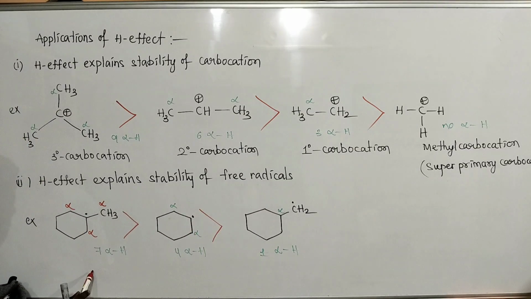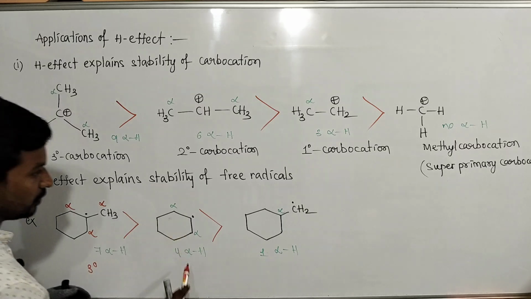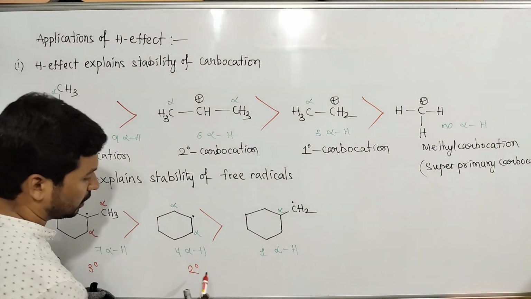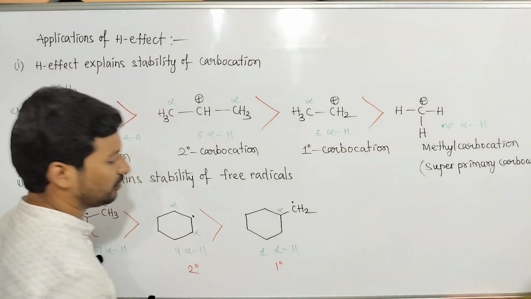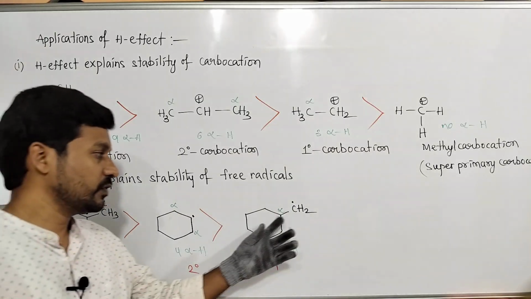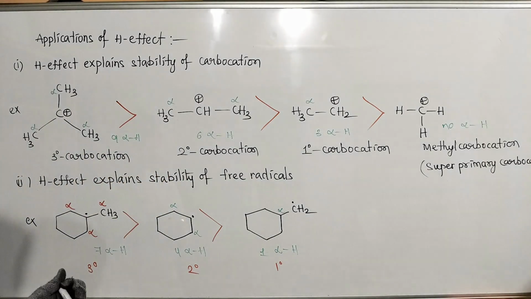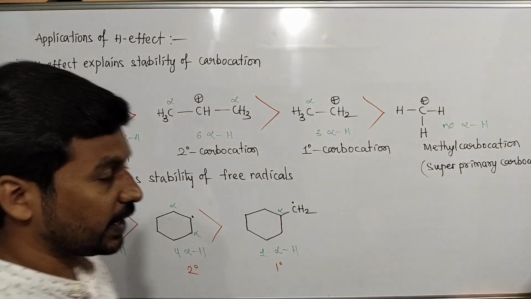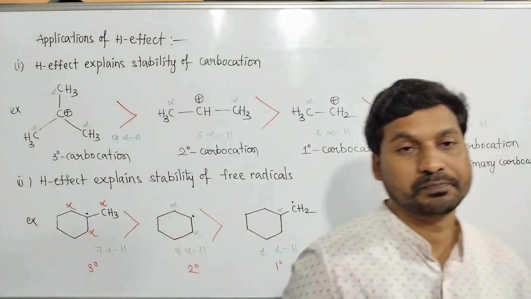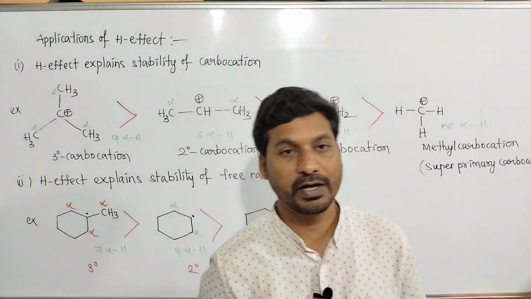That is, the tertiary carbon free radical is more stable than the secondary carbon free radical, which is more stable than the primary carbon free radical. Okay, the next application of hyperconjugation is that hyperconjugation explains the stability of alkenes.